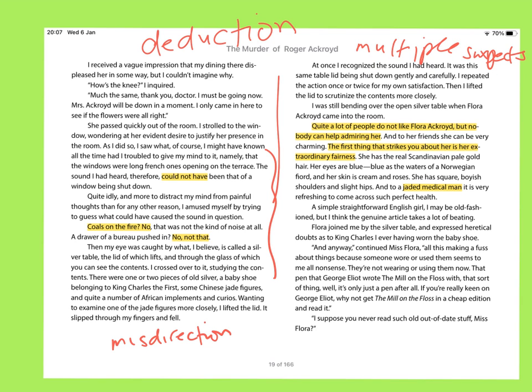"Quite a lot of people do not like Flora Ackroyd, but nobody can help admiring her." And then there's his admiration of her beauty. Okay, but this is the start of it, I would suggest, structurally in the narrative. We'll show you more explicit examples of that in a moment. Now, look at this one at the authorial level I've spoken about: "And to a jaded medical man, it's very refreshing to come across such perfect health." So he's got a bit of an attraction towards Flora Ackroyd.